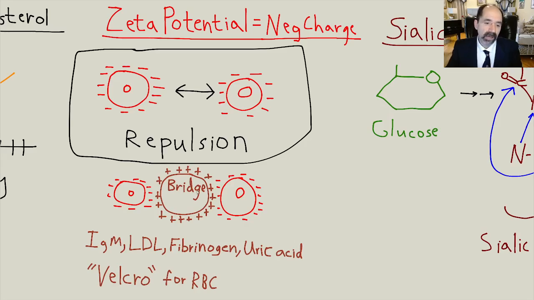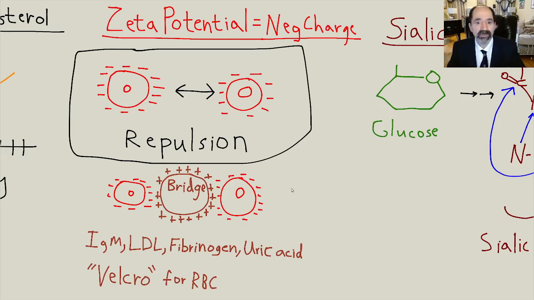So what are bridging molecules? IgM antibodies, like with an acute infection, can stick the two red blood cells together. LDL cholesterol will stick the two red blood cells together. Fibrinogen from acute stress, for example, will stick the red blood cells together. Elevated uric acid can stick red blood cells together. I mention that because it's like Velcro for RBCs, sticking them together, because then you're going to get a rouleau formation, like a stack of coins, is the French word. We'll show a picture of that in just a moment. Okay, so that's the key point.